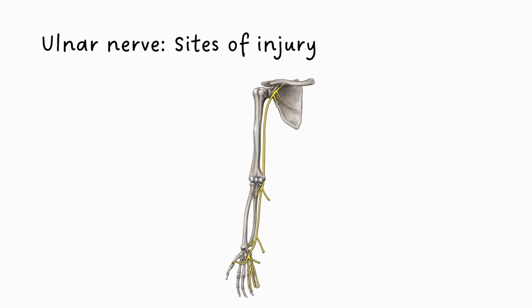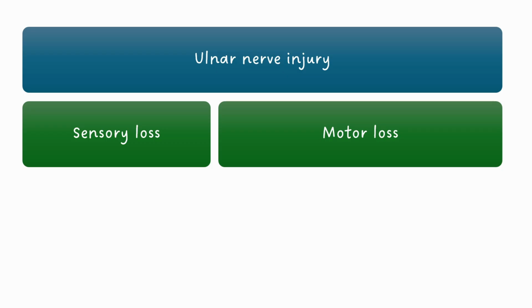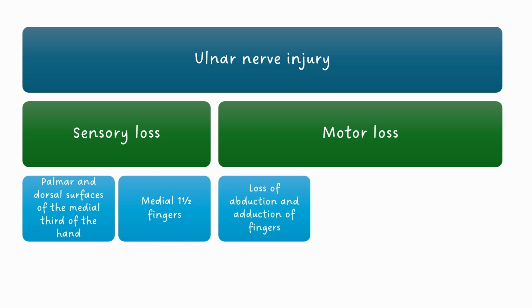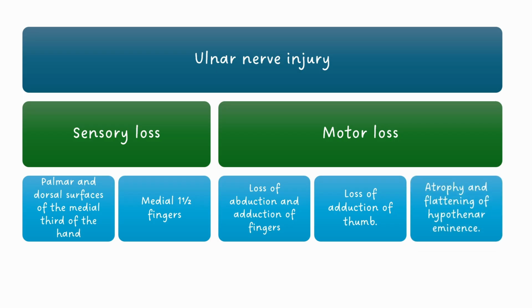The ulnar nerve is commonly injured at two sites. One is at the elbow and the second is at the wrist. In ulnar nerve injury, we see both sensory loss as well as motor loss. The sensory loss is mainly over the palmar and dorsal surface of the medial third of the hand and the palmar and dorsal surface of the medial 1.5 fingers. The motor losses are loss of abduction and adduction of the fingers, loss of adduction of the thumb, as well as atrophy and flattening of the hypothenar eminence.